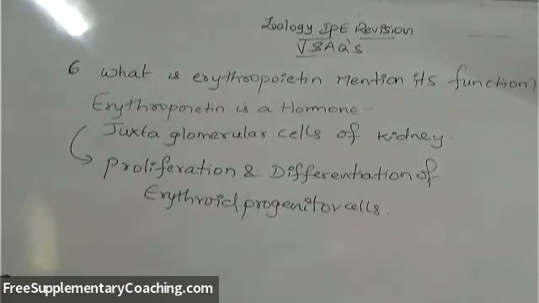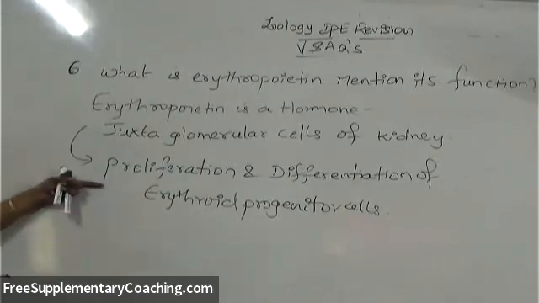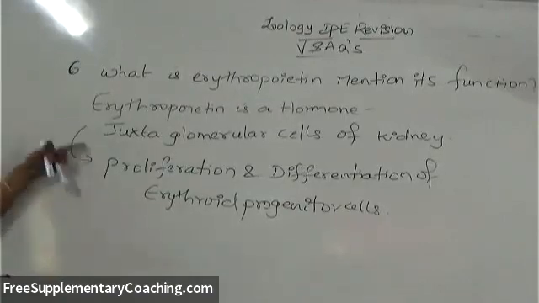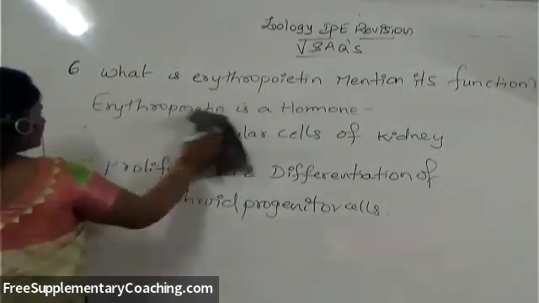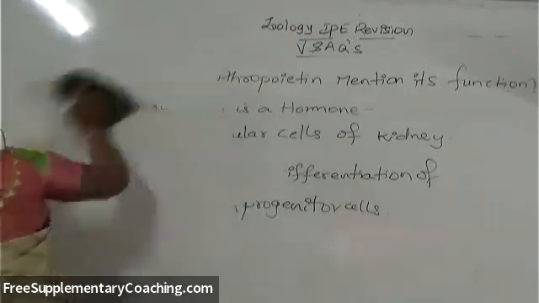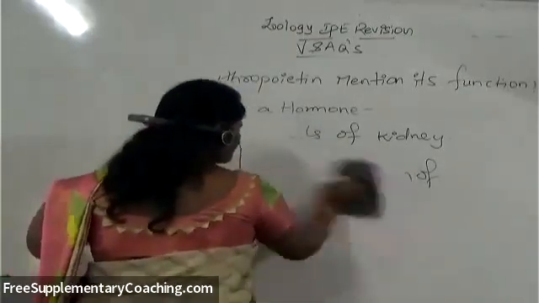Hope that you are writing: juxtaglomerular cells of the kidney, then proliferation and differentiation of erythroid progenitor cells. Each point carries 1 mark. So totally 2 points: for secretion, one mark, and for the function, 1 mark. So totally you will get 2 marks for this question. Okay. The next, coming to 7th question.